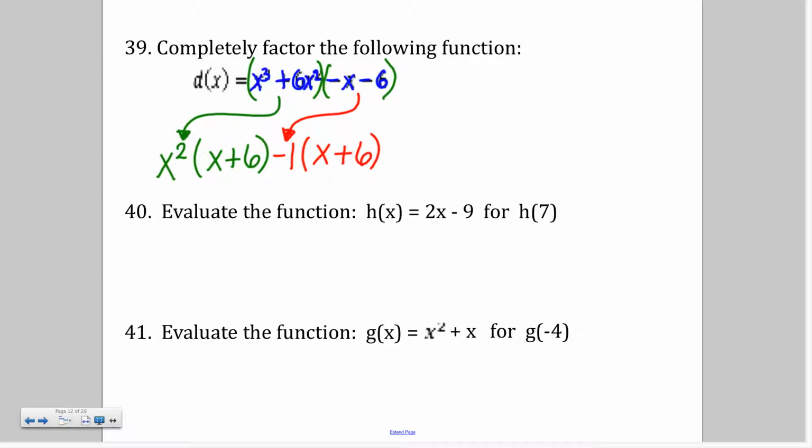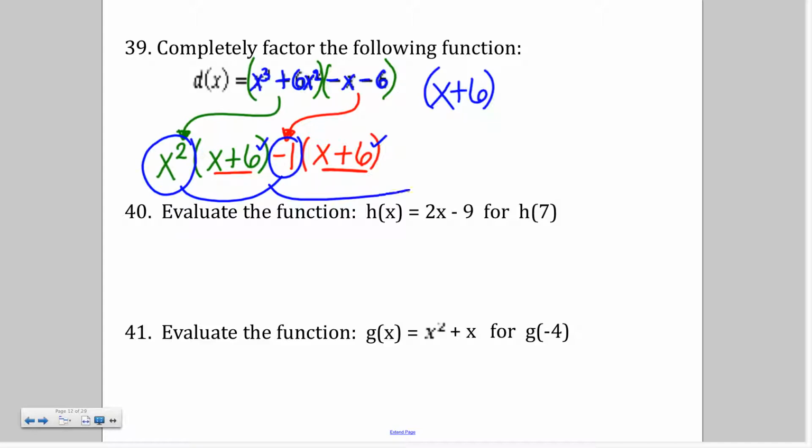Now, when I get to this point and I can't factor my parentheses anymore, I want them to match. And they do. This one looks just like this one. So they look just alike. So that means I've completed it. So one of my factors is going to be the set of parentheses, x plus 6. Now, the other factor is going to be what is left over. I'm going to take the leftovers, I'm going to put them together, and I'm going to put them in parentheses. So x squared minus 1.